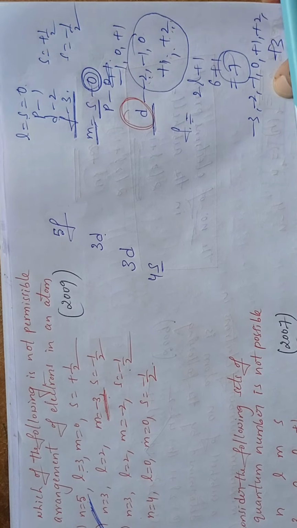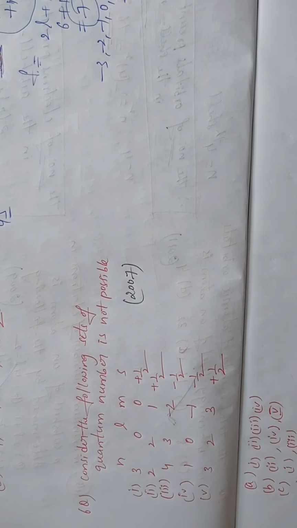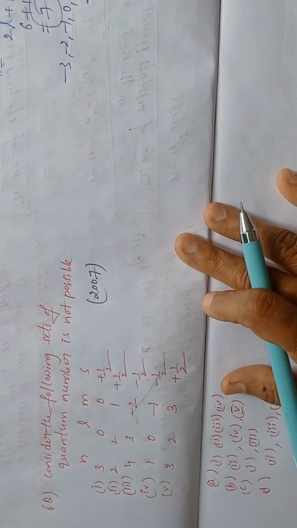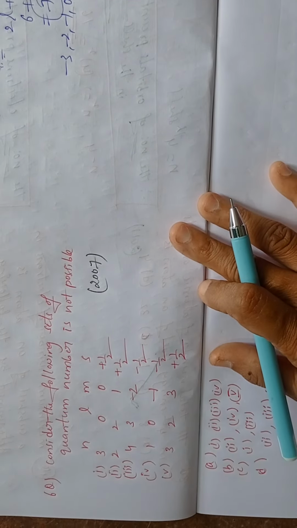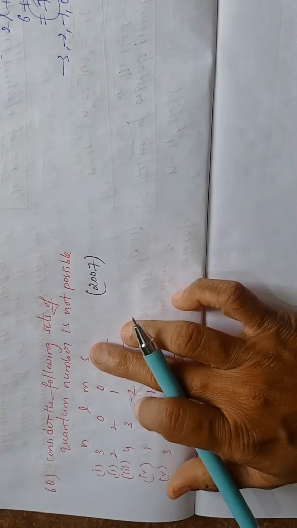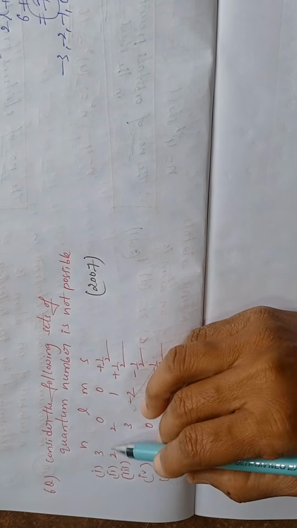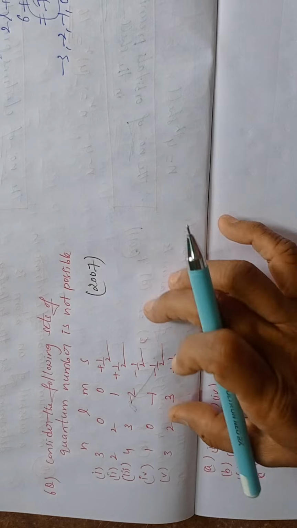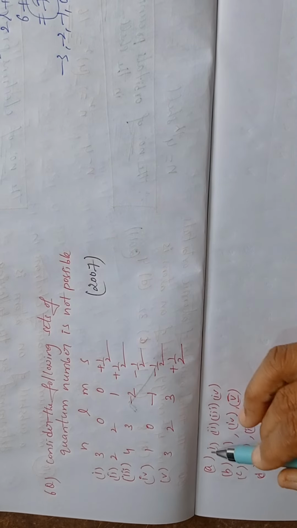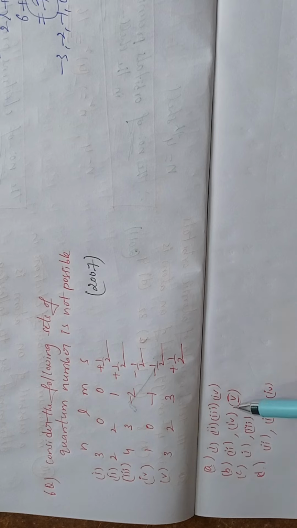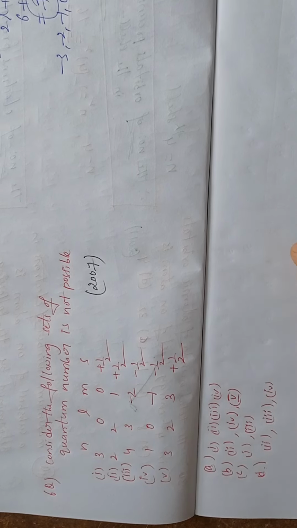So next, the last question now. See here, what is the last question asked? Consider the following sets of quantum numbers, which is not possible: N, L, M, S. Now see, students, here they are asking which is not possible. These are the options given here, A, B, C, D, 4 options. You have to write which is not possible.